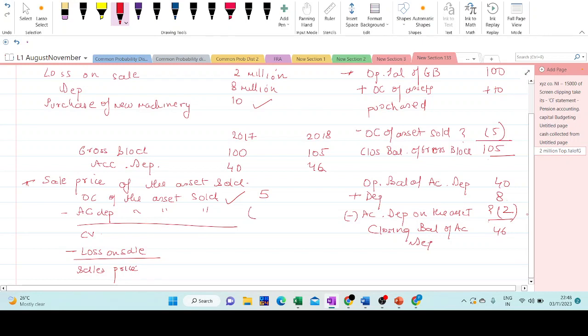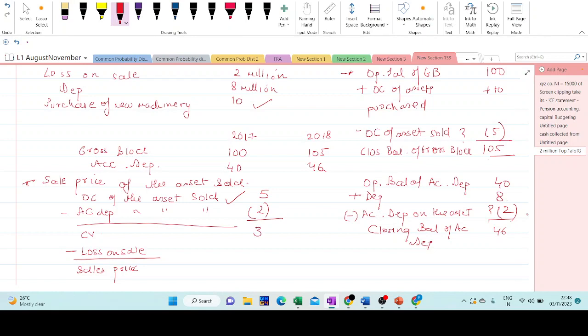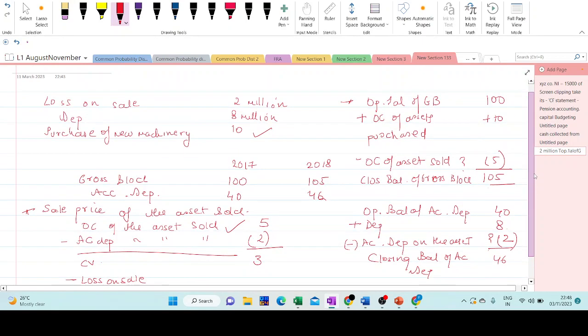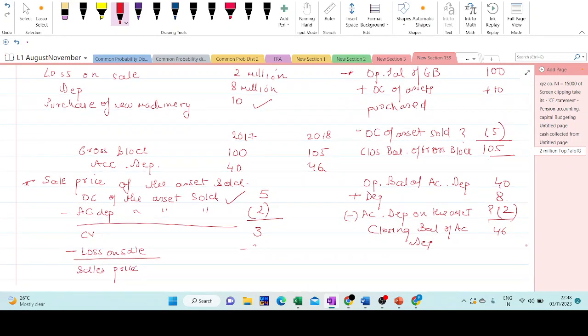So we deduct 2 from the 5 original cost. What we get is 3, the carrying value of the asset is 3. And what is the loss on sale? 2. Sales price is 1 million, right? Are we good here, guys? Any doubts, please? No, sir.